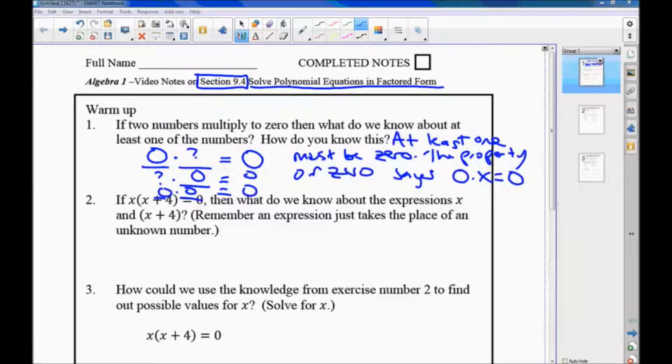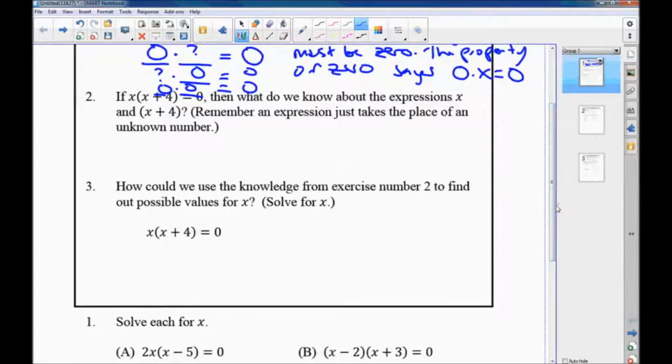So if we look at number 2 here, this says if x times x plus 4 equals 0, then what do we know about the expressions x and x plus 4? And remember, an expression just takes the place of an unknown number. So once we pick the number, then we know the value of that expression. Okay, so we have this expression x times another expression x plus 4, and we know the answer is 0. Well, that means either x should be 0 or x plus 4 should be 0. Okay, one of those expressions has to be 0.